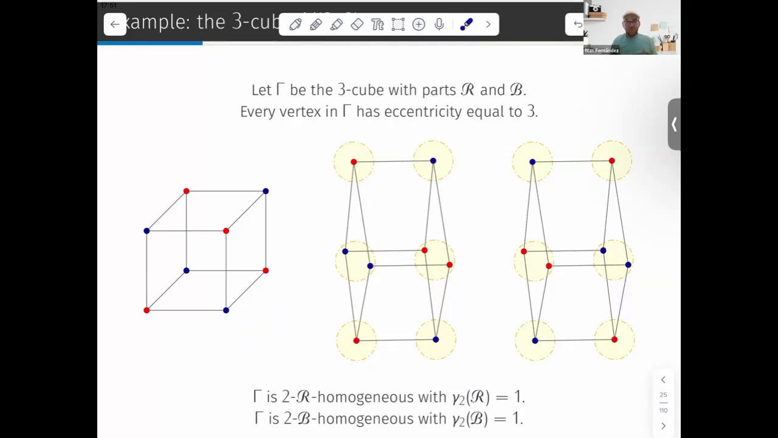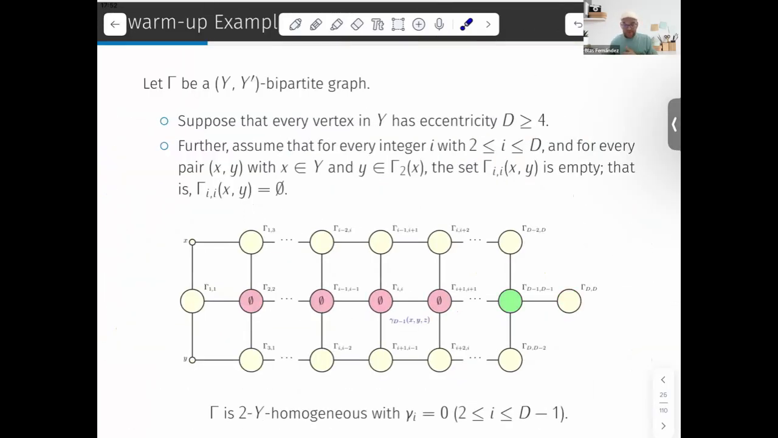So this notion of 2Y homogeneous, of course, depends on the bipartition. But as we see here in this example, it is the same in which partition we pick, and we will see later why. Okay, so another example, it easily may be deduced with the following situation.